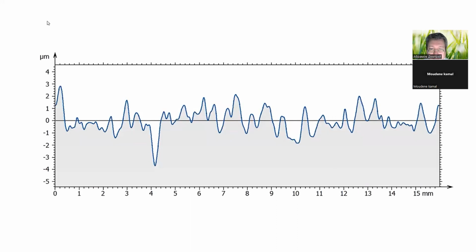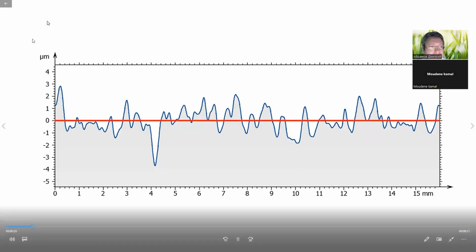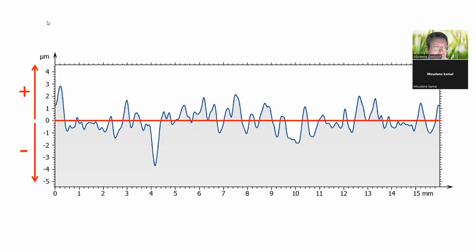A measured profile is a series of height values in function of the lateral position. Heights are referenced by convention from the mean line, which is calculated as the mean value of all heights. This mean value is set as 0. Heights are positive above the mean line and negative below.